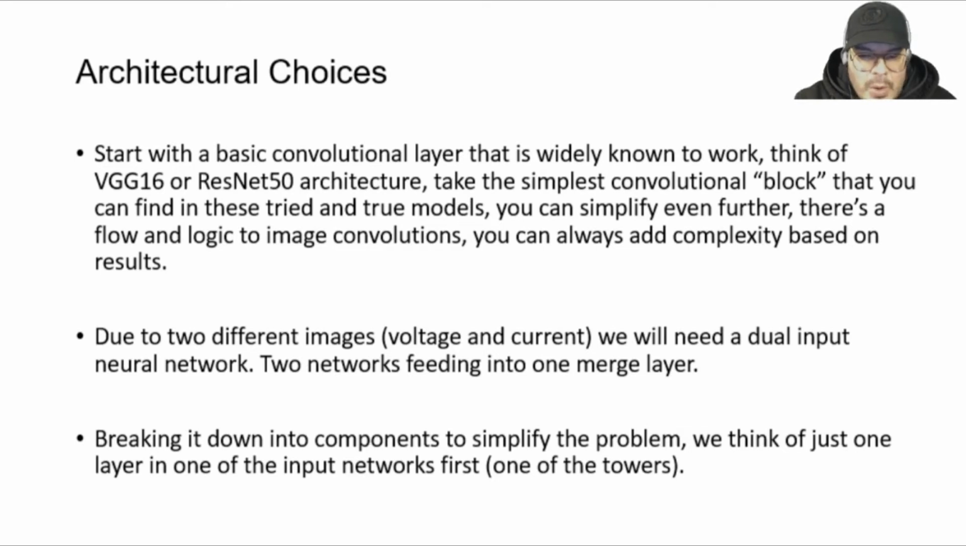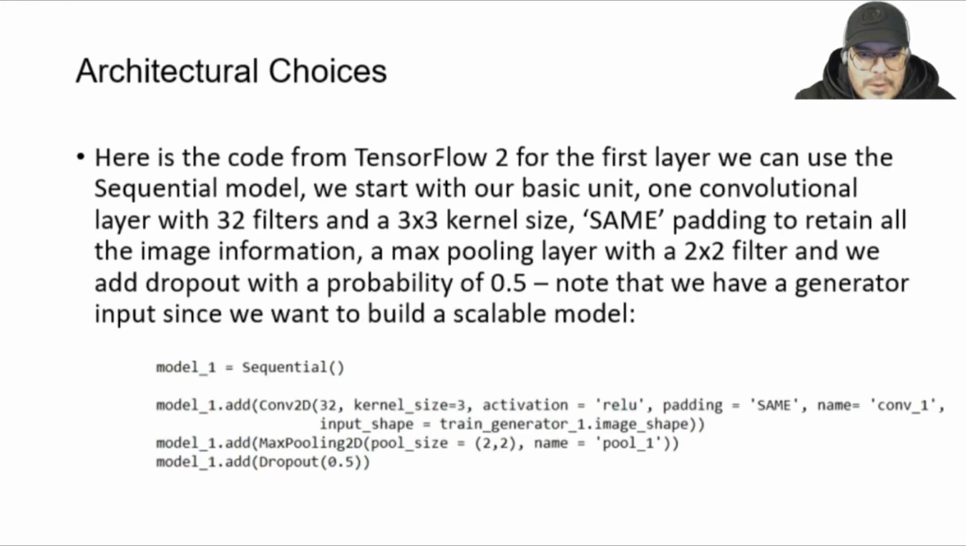Breaking it down into components to simplify the problem, to start working on it. Let's think of one of the towers, one layer at a time. Okay, so here's the code from TensorFlow 2 for the first layer. We can use the sequential model to simplify it as much as we can.